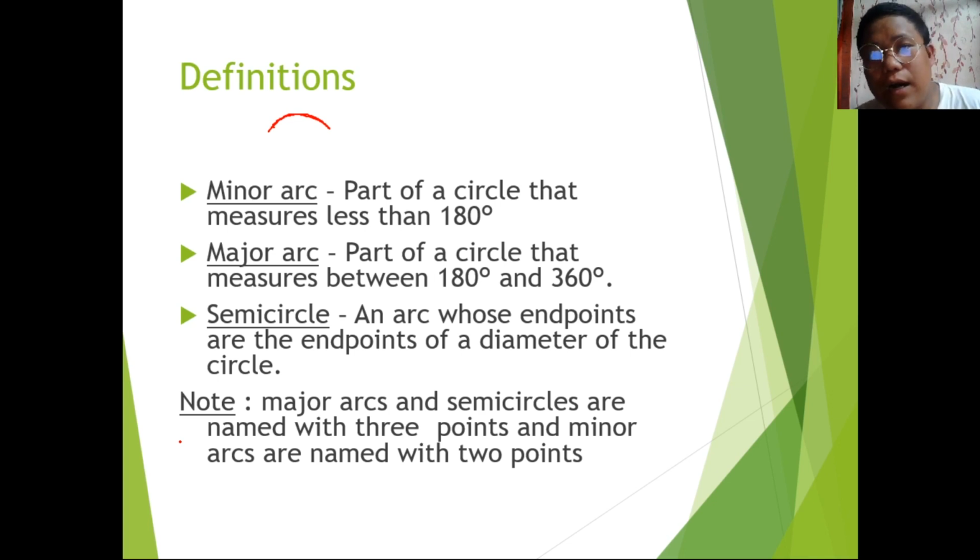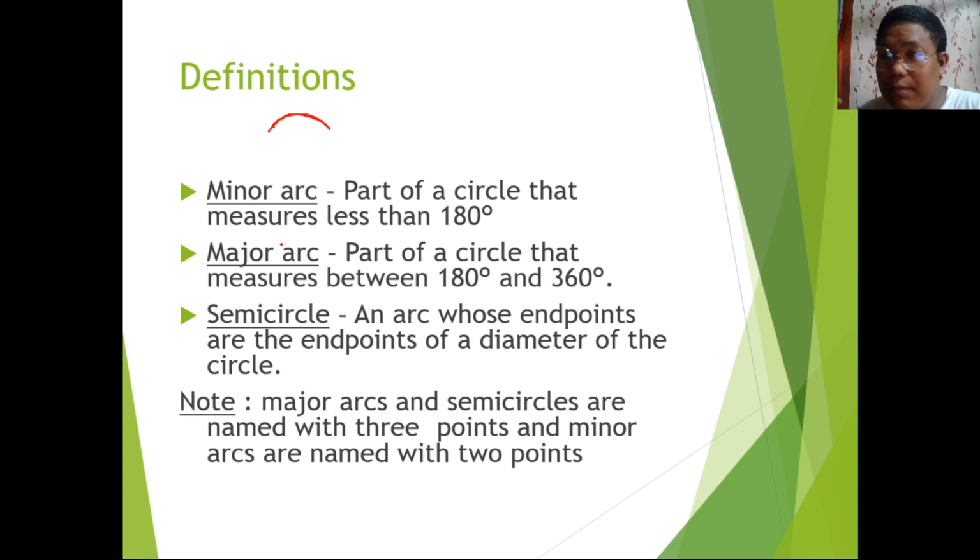When you talk about minor arc, that is the part of the circle that measures less than 180 degrees. Pag less than 180 degrees ang part sa circle, minor arc. Major arc, part of a circle that measures between 180 degrees and 360 degrees. Or in other words, a major arc, so more than 180 degrees but less than 360 degrees. While on semicircle, it is an arc whose endpoints are the endpoints of a diameter of the circle. So ang endpoint sa semicircle, mao na ang endpoint sa diameter sa circle.